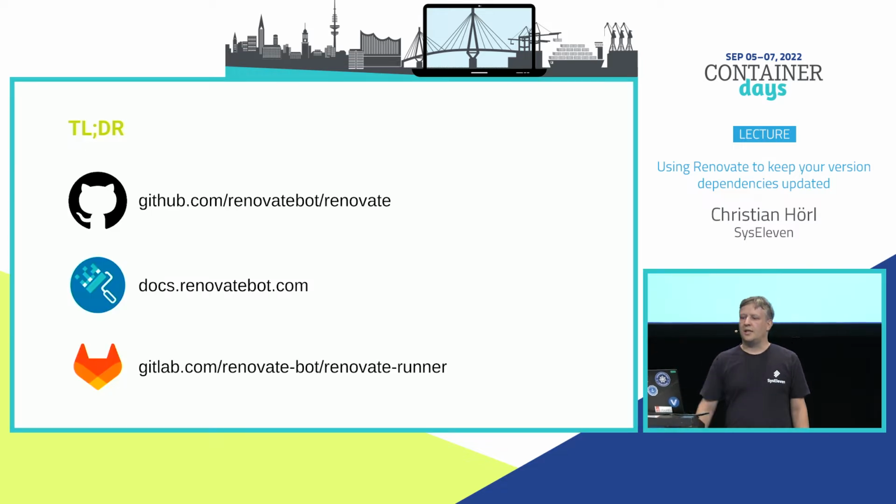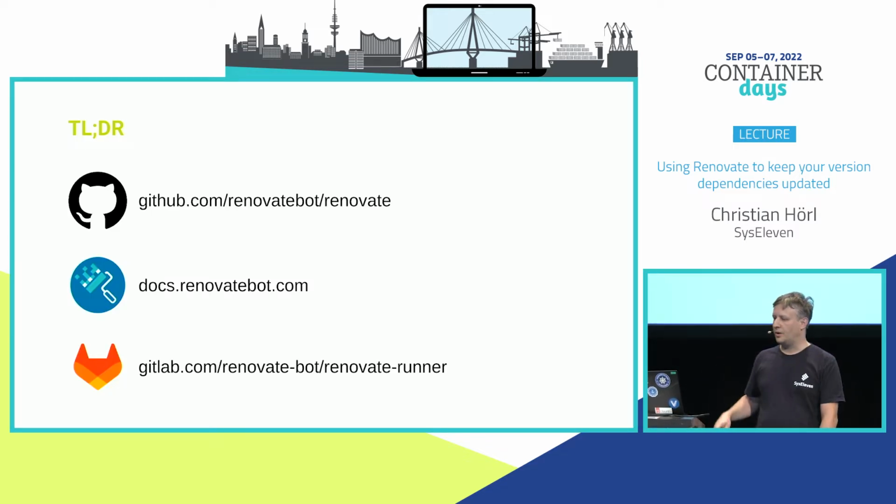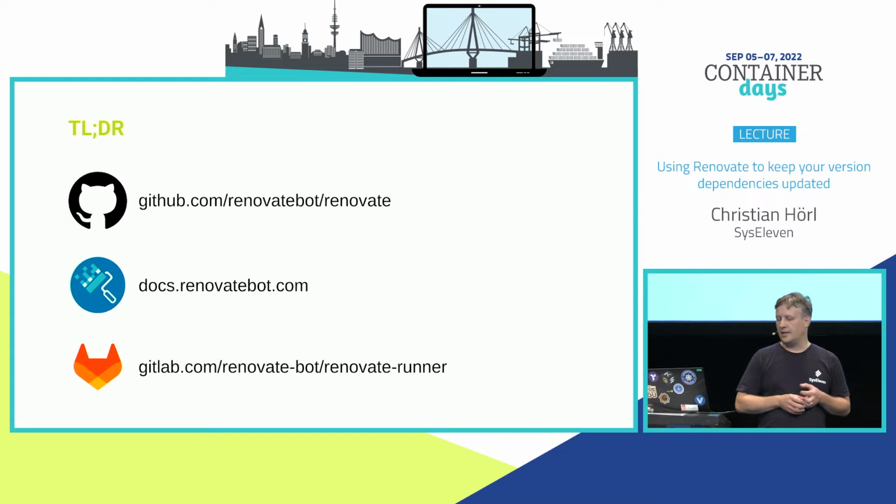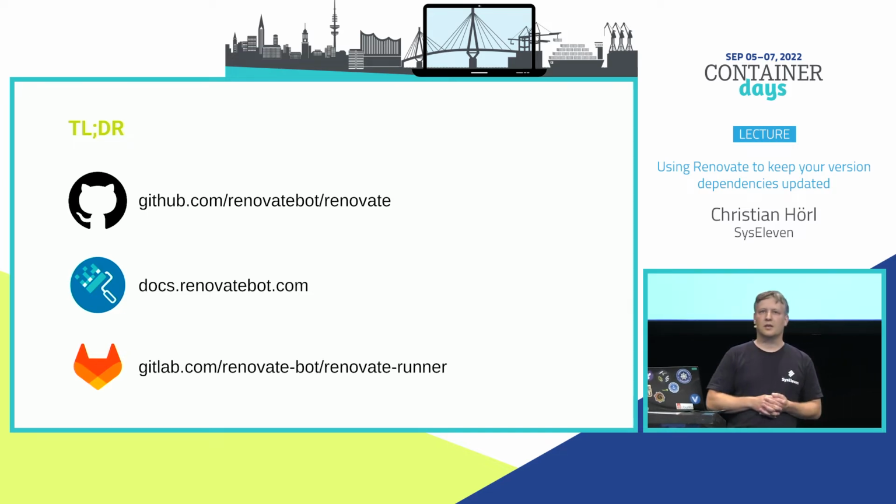First things first, the project's on GitHub. Of course, the documentation can be found on docs.renovatebot.com. And the setup I'm using is basically founded on the GitLab.com project called Renovate Bot and Renovate Runner, because I use it on a self-hosted GitLab instance. So most of my configuration is coming from that project, or is at least inspired by it.